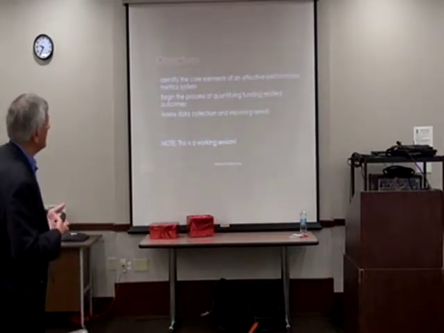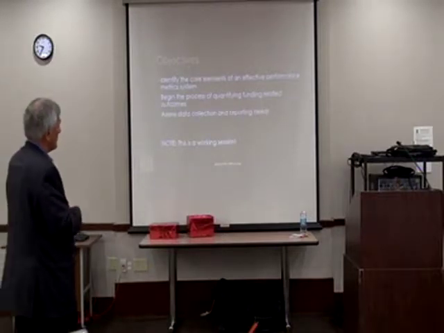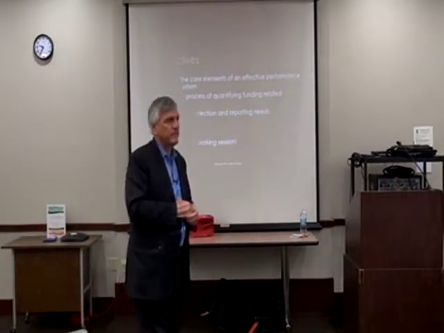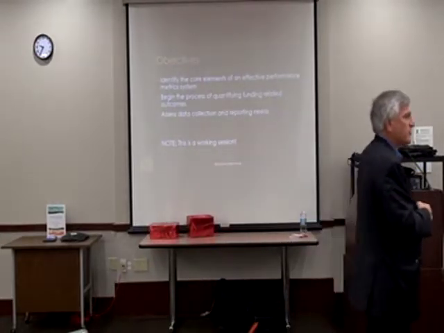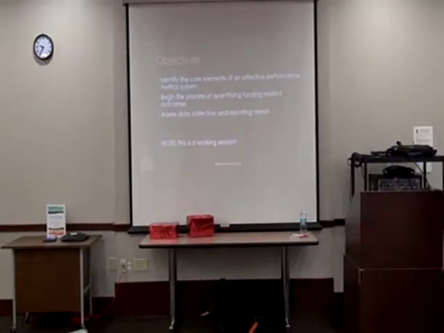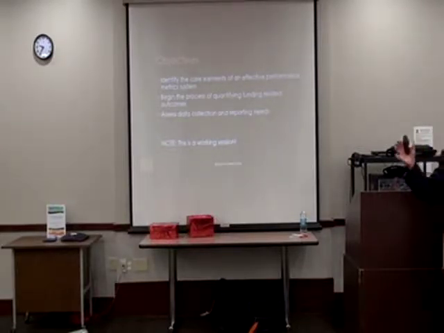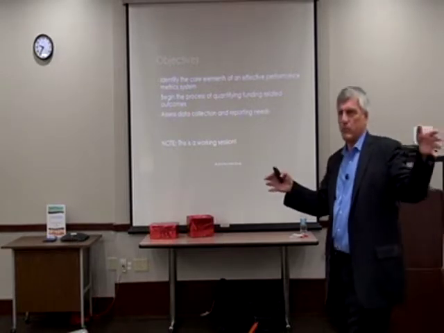Here's what we want to get done today. We want to talk about the core elements of an effective performance metric system. We're going to talk about a variety of different measures. We're not going to go through all of them because there are dozens and dozens, if not hundreds of them. But I suspect that you have a diverse number of programs in this room that you're representing, and therefore the metrics are going to look very different depending on the program that you're involved in.